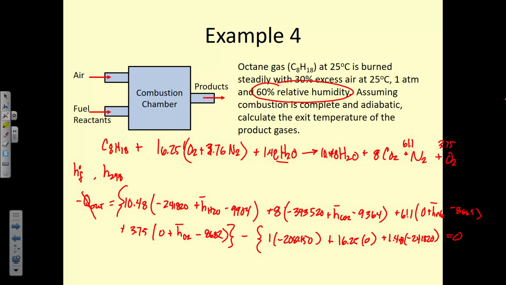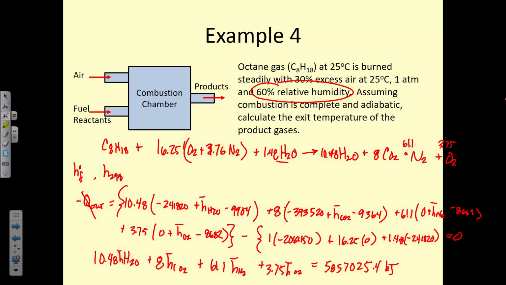So if we set those equal to one another, we come up with a condensed equation: 10.48 times the enthalpy of H2O, plus 8 times the enthalpy of CO2, plus 61.1 times the enthalpy of nitrogen, plus 3.75 times the enthalpy of oxygen, is equal to 5857025.4 kilojoules. Okay, so these are all unknowns. We can use EES and solve it really easily, or we can go to the tables.